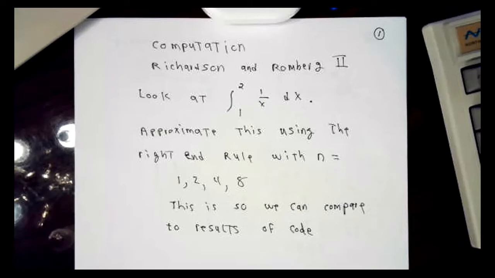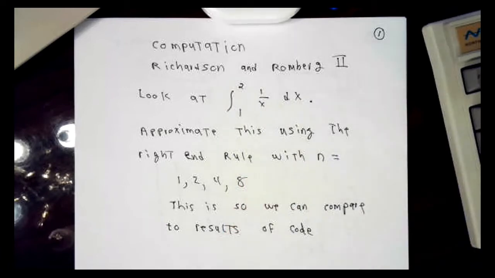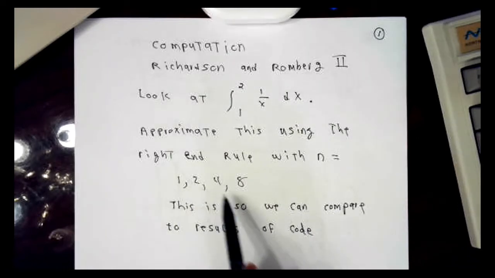Previously, we've looked at the theory behind Richardson's extrapolation and the related Romberg. Today, I want to look very specifically at an example. I want to look at the integral from 1 to 2 of 1 over x with respect to x. We all know from Calculus 1 that the exact value of this is natural log of 2. I want to calculate the right end approximation for this using n equals 1, 2, 4, and 8 subintervals.